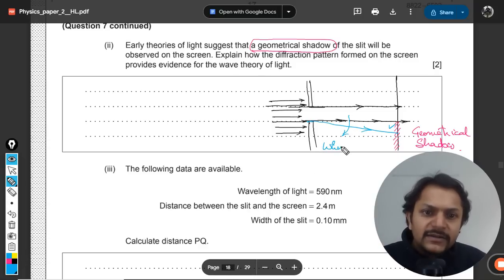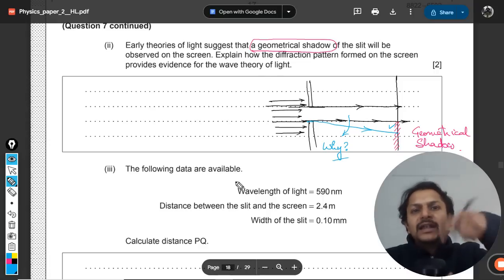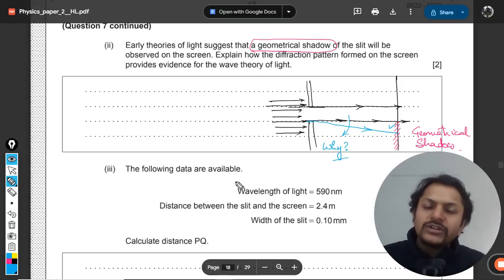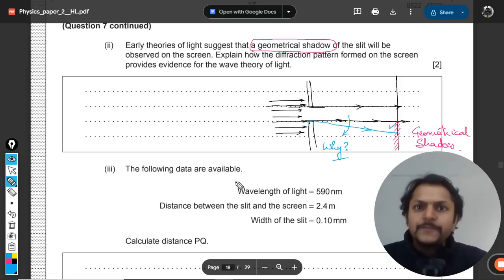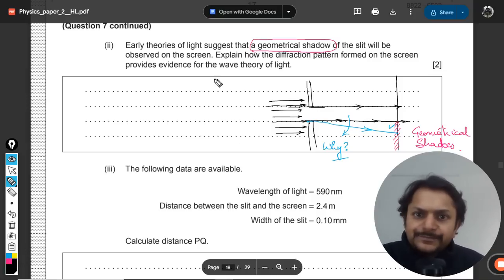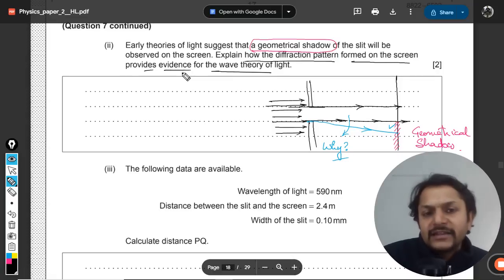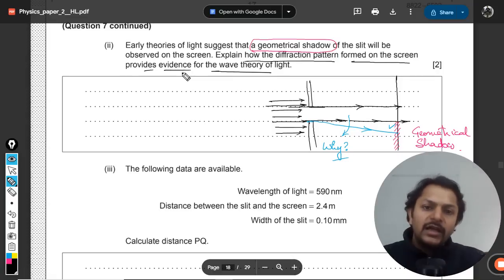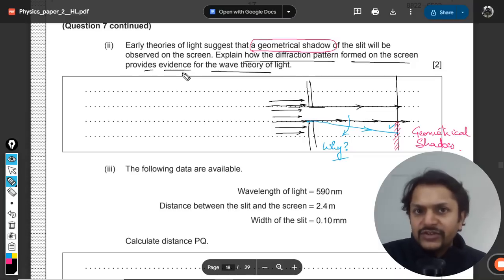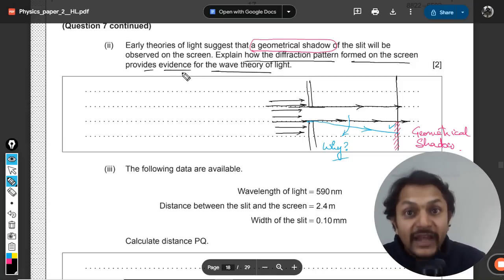And why is it bending? Now, this phenomenon of bending of the light when it encounters an obstacle in its way is known as diffraction. Now the question is, explain how the diffraction pattern formed on the screen provides evidence for the wave theory of light. So this experiment, or you can say interference for that sake, diffraction and polarization, these are the three phenomena which are cited to prove the wave nature of light.